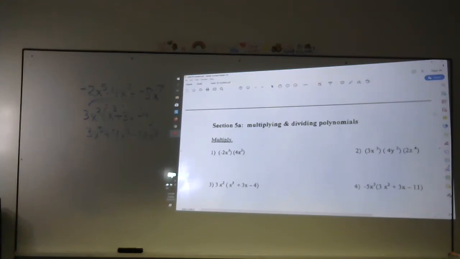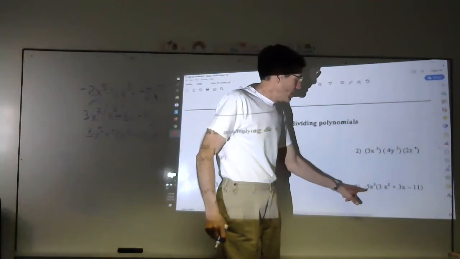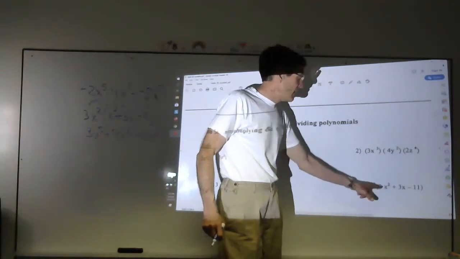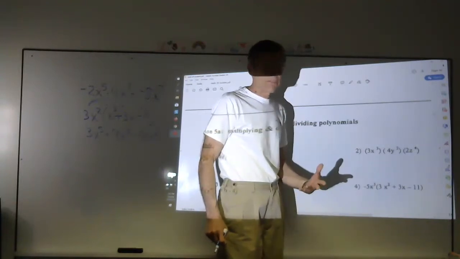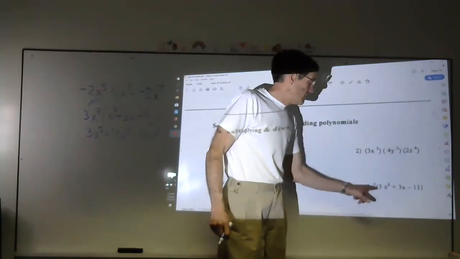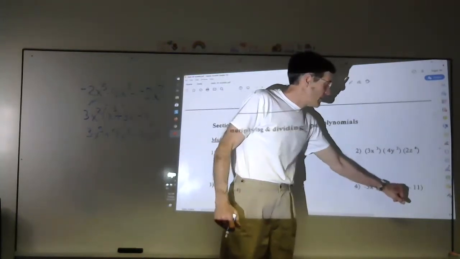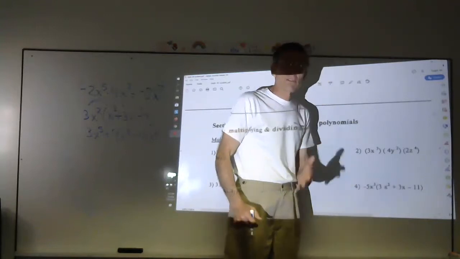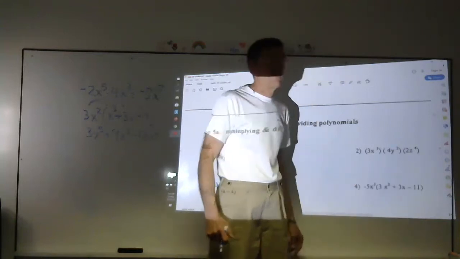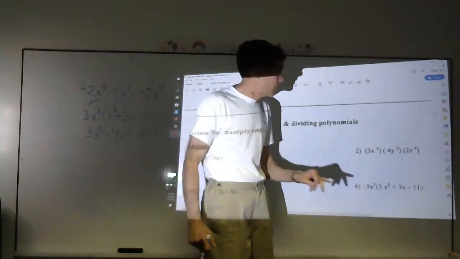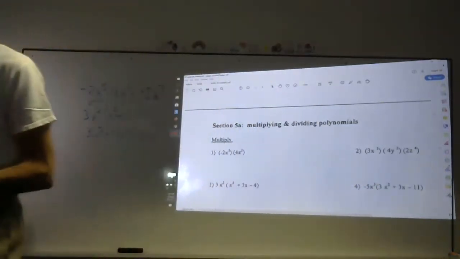Okay? The last one is very similar. Let's just walk our way through it. Negative 5 times 3 is negative 15. Add your powers, x to the fifth. Negative 5 times 3 is negative 15 again. X cubed times 1x would be x to the fourth. This times this, negative 5 times negative 11. Two negatives make a positive 55x to the third. Okay?